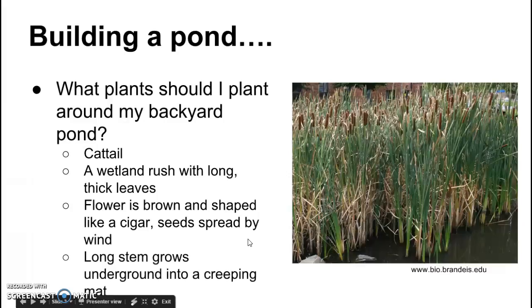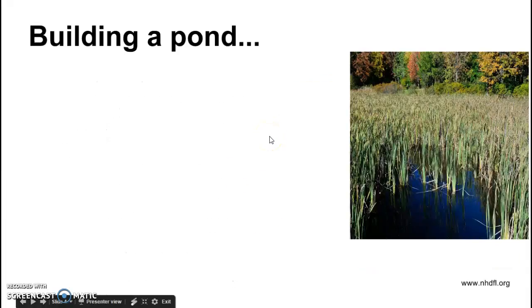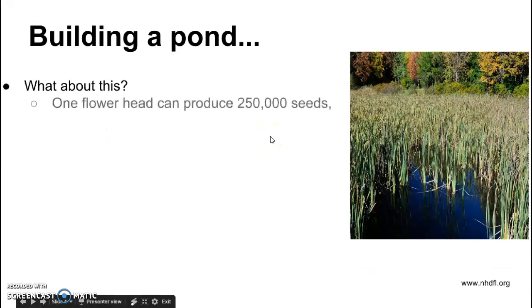Those long stems can grow underground into a creeping mat to provide a very thick background to block out the view of your neighbors, or block out the view of an unsightly fence maybe behind the pond, or even other equipment that the pond could have. So this would be a common plant that you might use in a pond. But what about this idea?